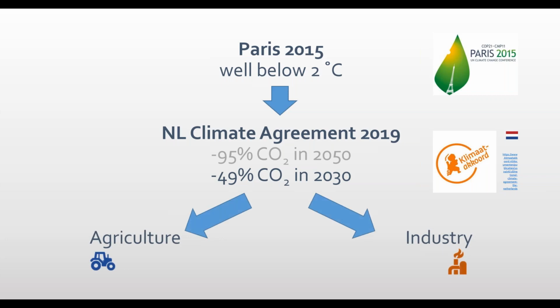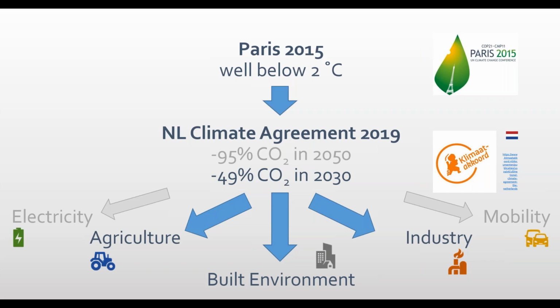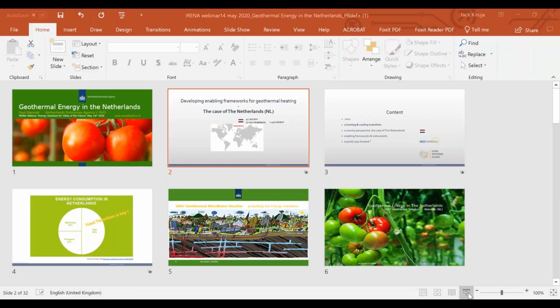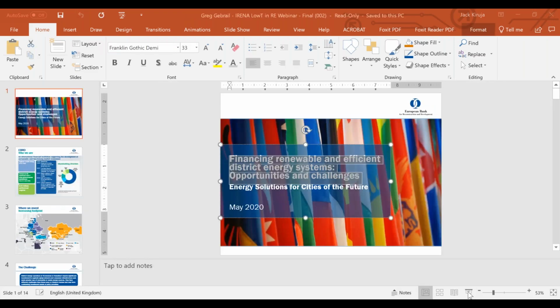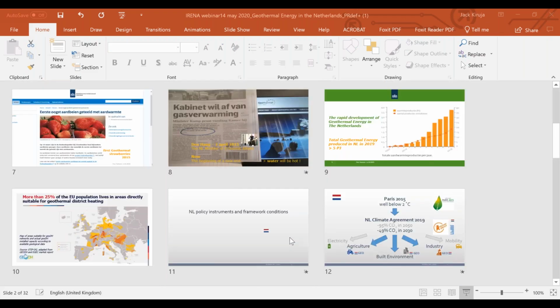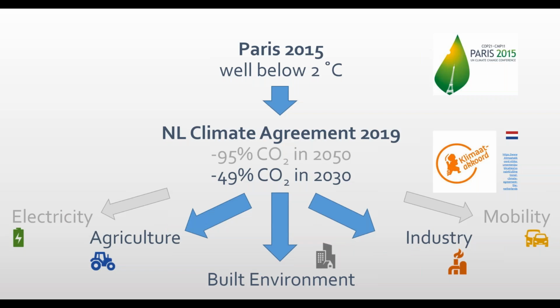And the way we tackle this is we divided our society into 5 sectors: agriculture, industry, the built environment, electricity generation, and mobility. And then we looked at what kind of sources would be available. And if you look into geothermal, in the Netherlands we are not a high enthalpy country. So definitely geothermal electricity generation is not that logical. However, to heat our greenhouses, to heat our cities, and to heat parts of the industry, geothermal can be a very good source.